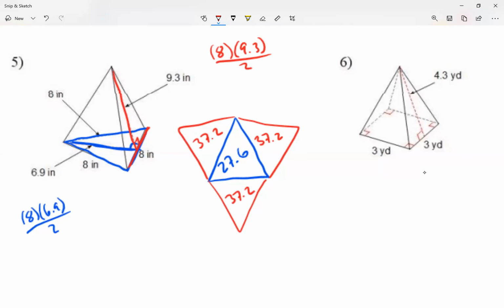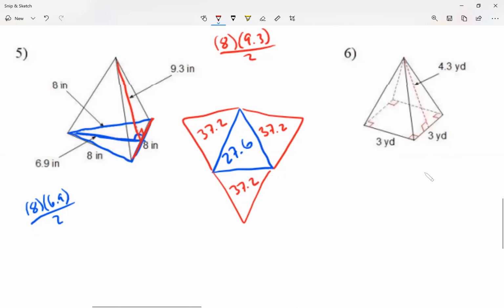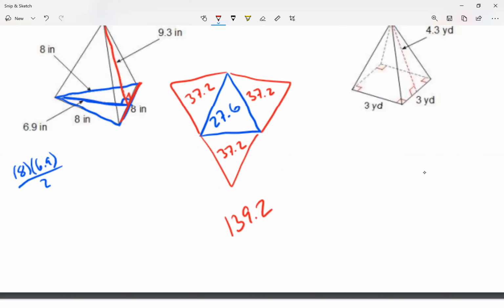Now, when we're talking about pyramids, there is one base and a bunch of triangles. The amount of triangles is equal to the amount of sides of the base. All right, so like I said, I add everything. According to my calculator, I have 139.2. That's the area of the whole thing combined.